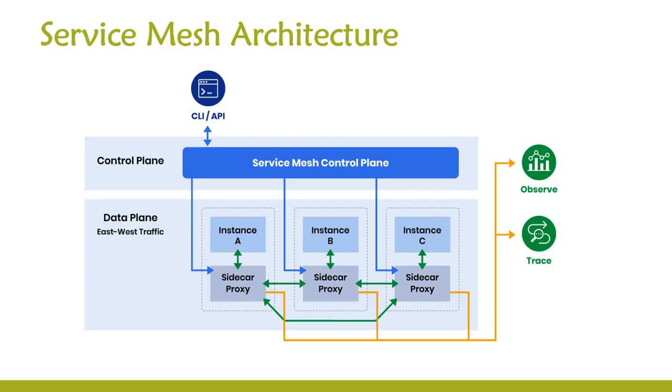The sidecar proxy handles all the network traffic for its corresponding service instance, and it ensures the data plane's requests and responses are managed according to the control plane's rules, providing enhanced security, observability and routing capabilities.